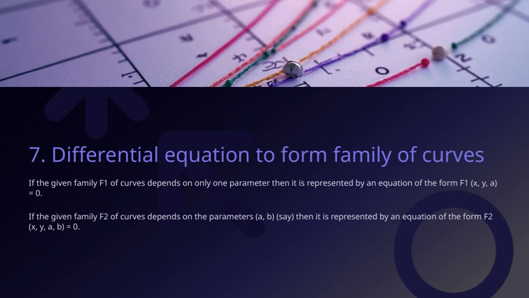This equation encapsulates how the shape and position of the curves vary as we change the parameters a and b. Now, if we look at a different family, called F1, which depends on only a single parameter, then its equation can be written as F1 of x, y, a equals 0. This simpler dependence often makes it easier to analyze and work with the family.